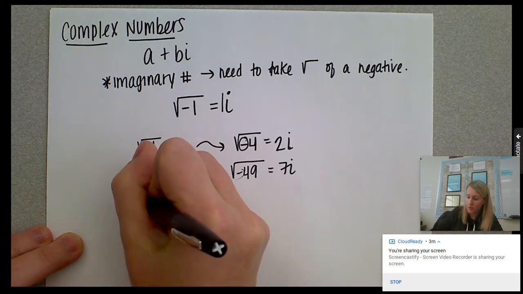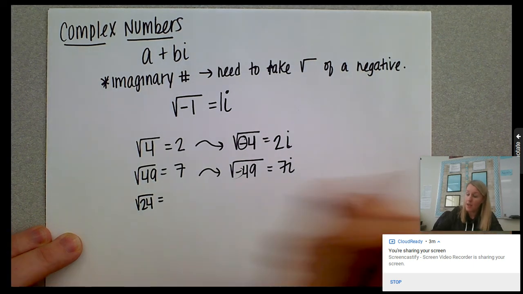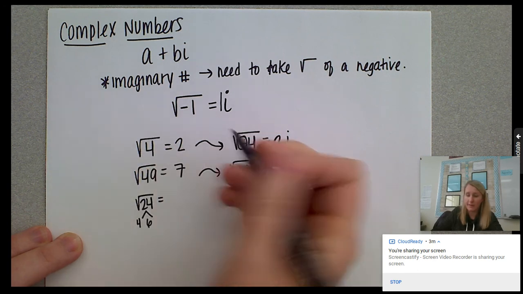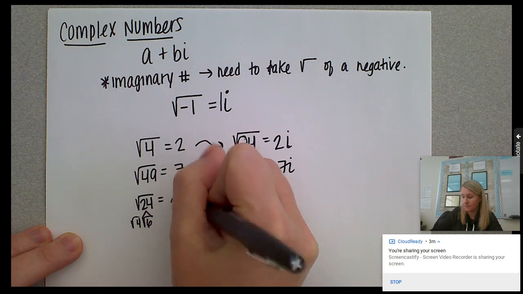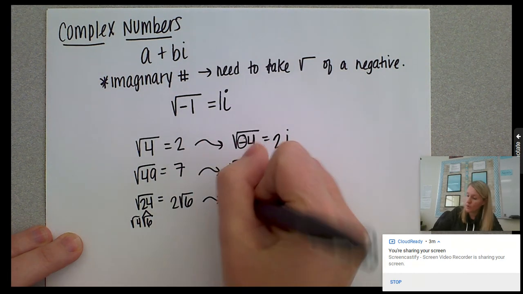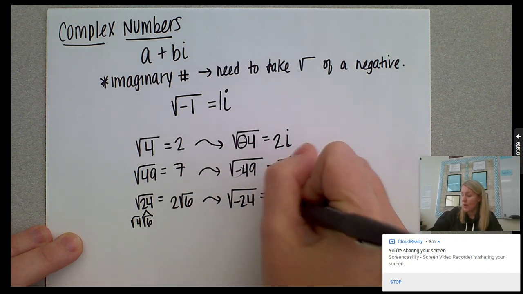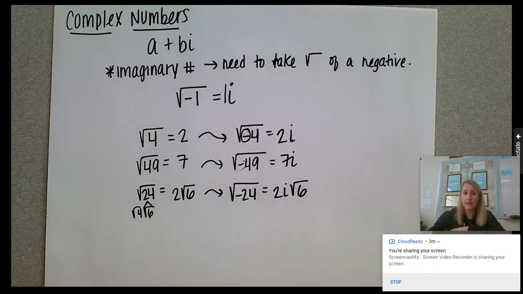If I said the square root of 24, remember you do have to break down your radicals if possible. Square root of 24 is 4 times 6. I always do it with perfect squares, so that would give me 2 square root of 6. So if I said the square root of -24, you would say 2i square root of 6. Okay. So that's the main idea of today. When we see negatives under square roots, to be able to simplify them, we use that i.